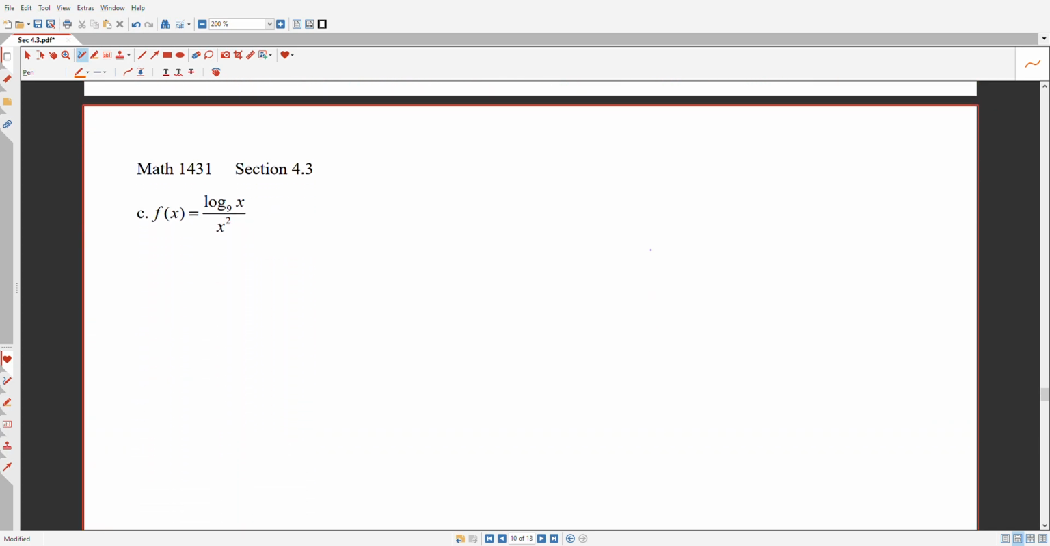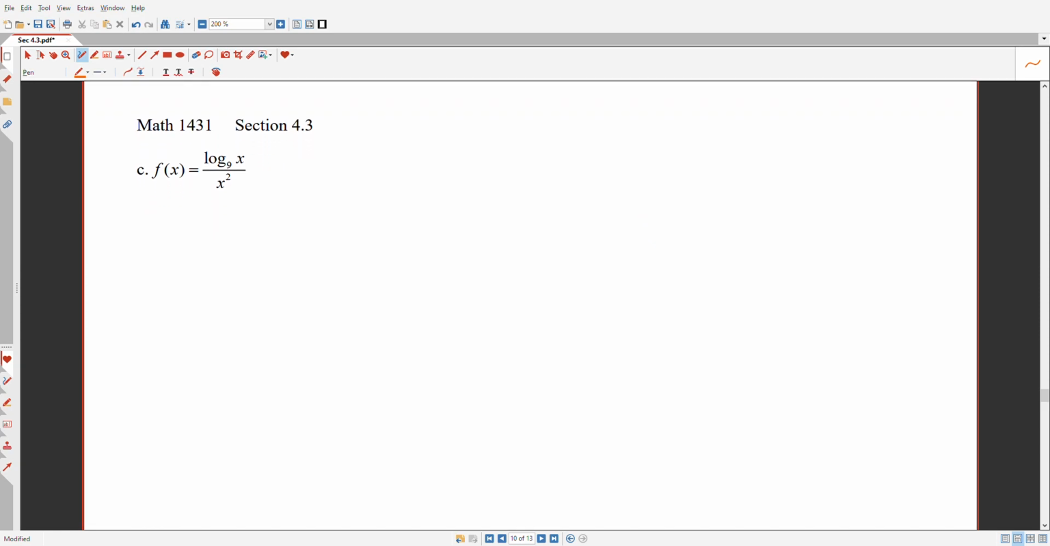I think our last example for this video is this funny looking one. It has log base 9 of x divided by some other function. So there's a couple different ways you can do this. You can do this with the quotient rule, or you can do it as a product rule. If you want to use product rule, you can write this as the function 1 over x squared times the log base 9 of x.